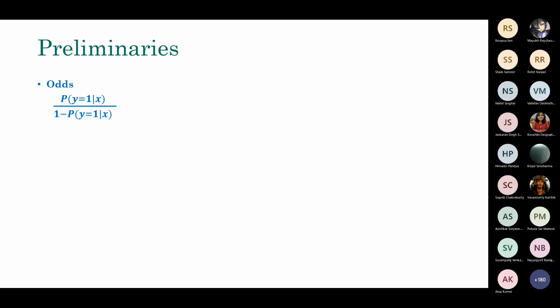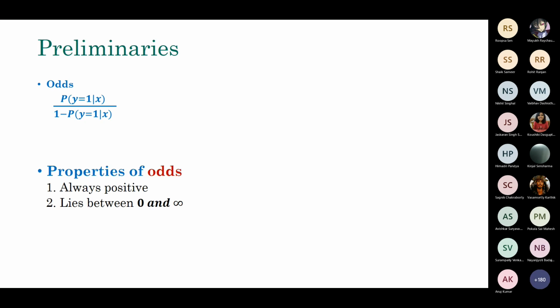Next, in the preliminaries, a small concept that we use called odds. What are odds? The probability that it will be 1 divided by the probability that it will not be 1, rather 0, because it's a two-class classification. That ratio is called odds, by definition. Now, what are the properties of odds? It is always positive, and it lies between 0 and infinity. Do you have any objection to that? Anybody?